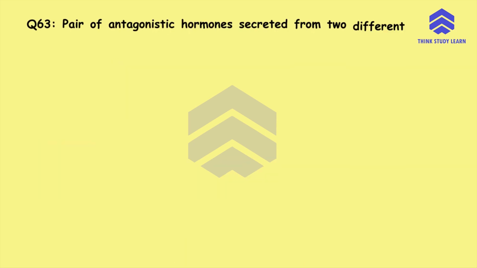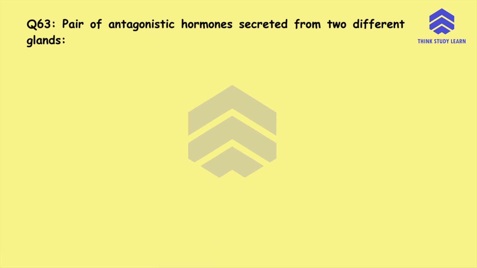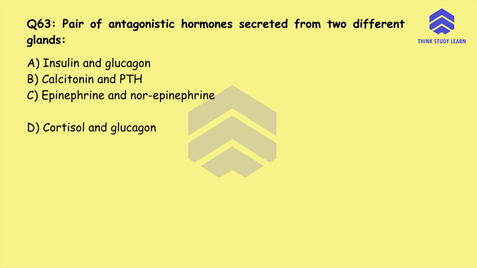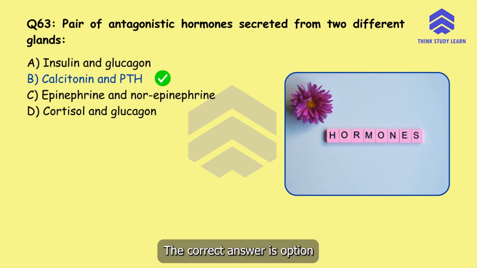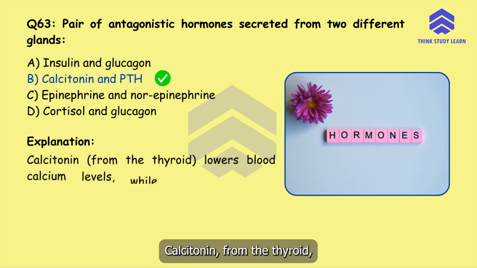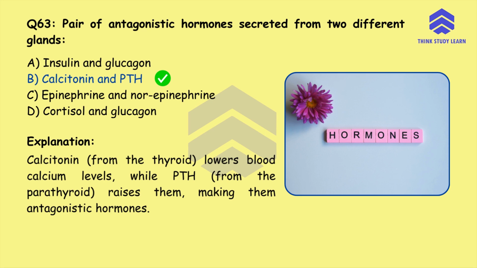Question number 63. Pair of antagonistic hormones secreted from two different glands. Option A, insulin and glucagon. Option B, calcitonin and PTH, that is, parathormone. Option C, epinephrine and norepinephrine. Or option D, cortisol and glucagon. The correct answer is option B, calcitonin and parathormone. Calcitonin from the thyroid lowers blood calcium levels, while parathormone from the parathyroid raises them, making them antagonistic hormones.